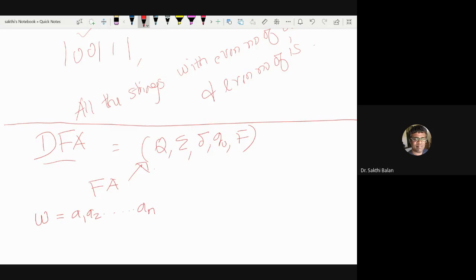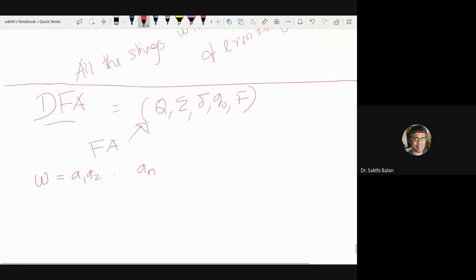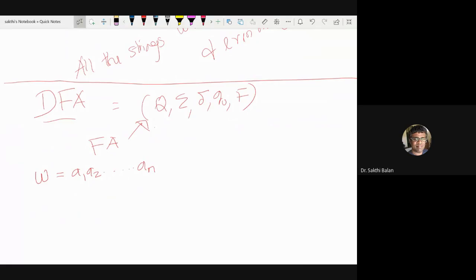You can consider a string as a word also. If you want to have a more intuitive understanding, you can always consider the string as a word. A word is nothing but it consists of symbols, right? And here the symbols are A1, A2, AN, and there are n symbols. So now, when will we say that the FA accepts the string W? That's what we are trying to explain.